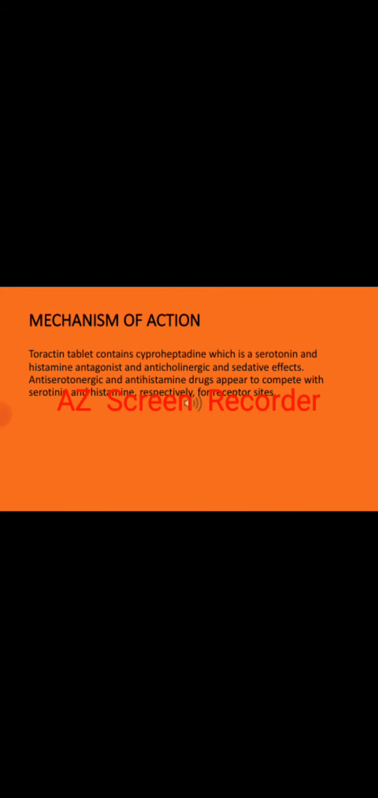The mechanism of action: Toractin tablet contains cyproheptadine, which is a serotonin and histamine antagonist with anticholinergic and sedative effects. Serotonin and antihistamine drugs appear to compete with serotonin and histamine respectively for receptor sites.